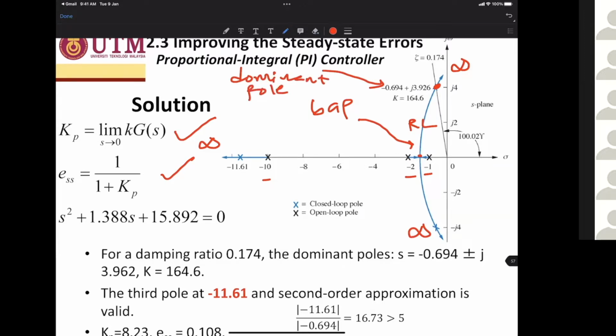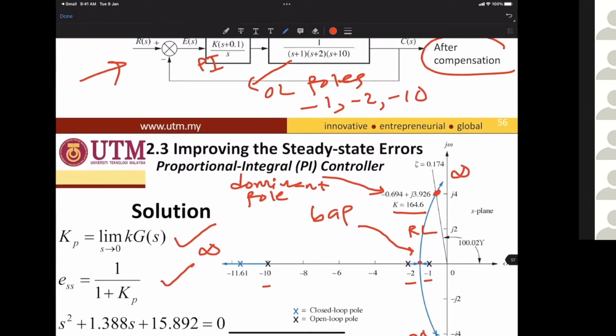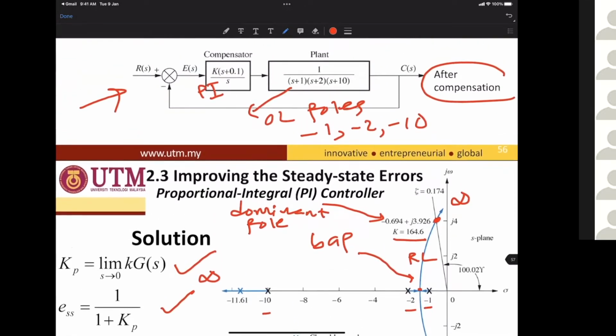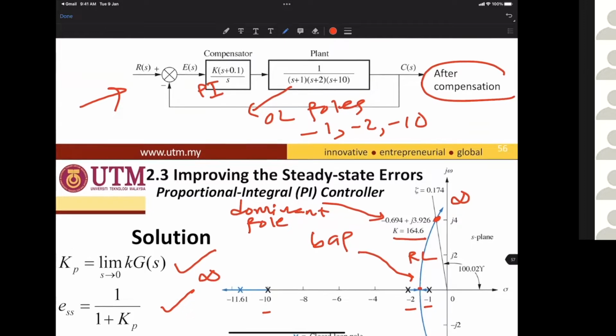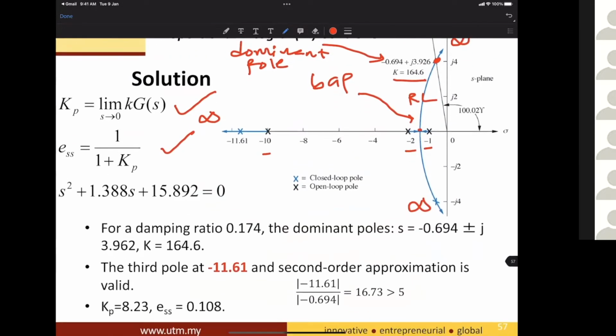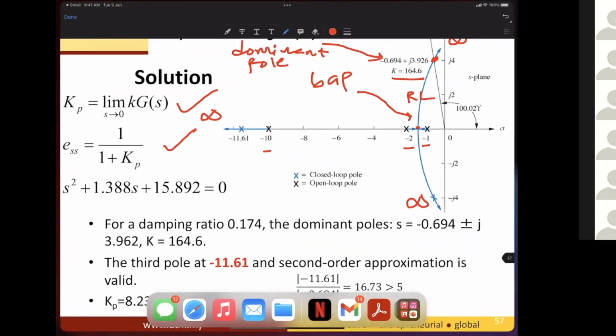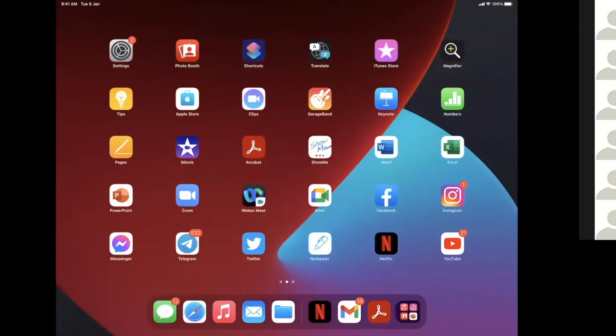Okay, dominant pole, and the gain is 164.6. Okay, 164.6. How do I get the value of 164.6? Macam mana saya dapat nilai itu? Adalah dengan menggunakan pengiraan, which is here.